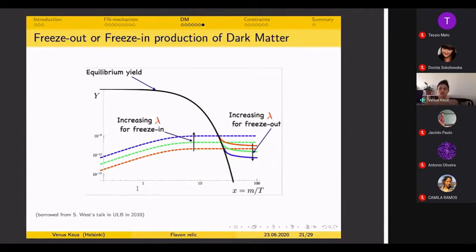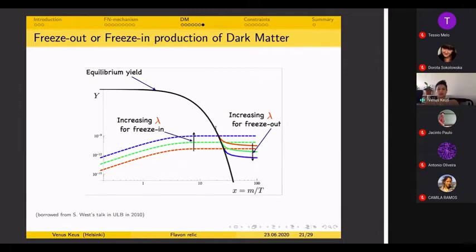So one of the most studied or well-motivated dark matter scenarios is the WIMP scenario, the weakly interacting massive particles, which are assumed to be in thermal equilibrium with the standard model bath in the early universe. And as the universe expands and cools down, the interactions between dark matter and the standard model particles that keep the dark matter in thermal equilibrium with the standard model bath fall out of equilibrium, and dark matter basically freezes out.